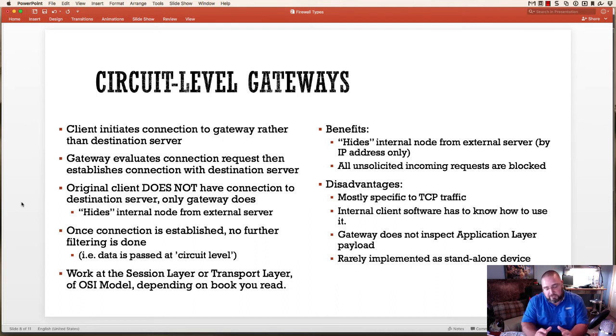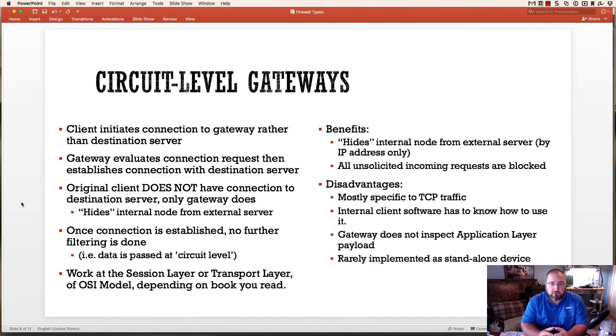So what I want to do right here is talk about what a circuit level gateway is conceptually, what it does. Please don't necessarily try and jam this into a specific example in your office environment, even though I'm going to show you a very simple example of how a circuit level gateway can work. Now, one of the single biggest things with circuit level gateways, or circuit level firewalls if you want to call them that too, is they hide the internal node from the external server.